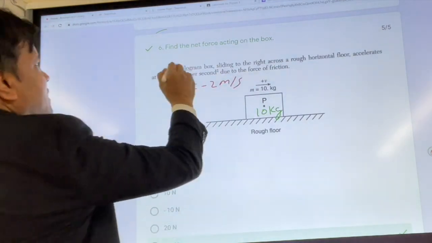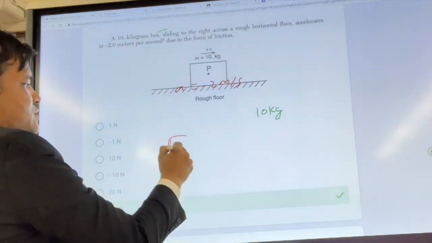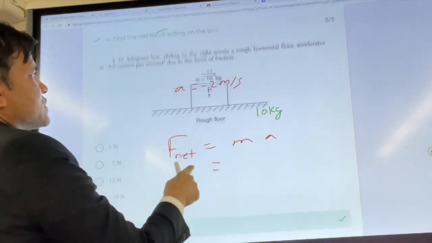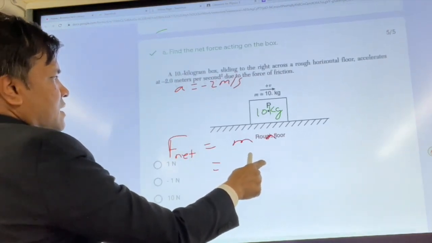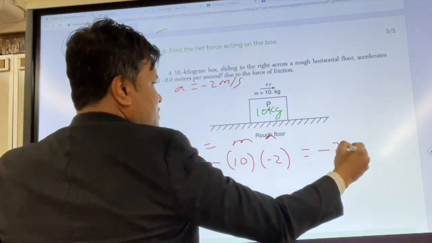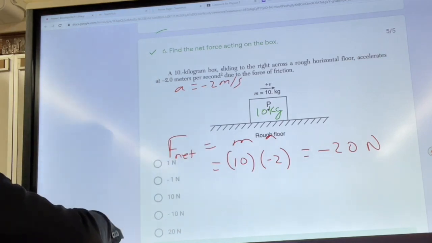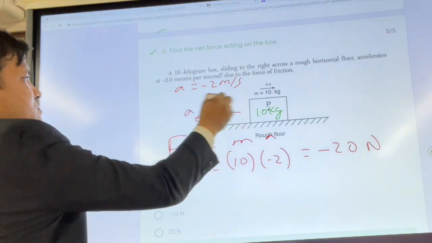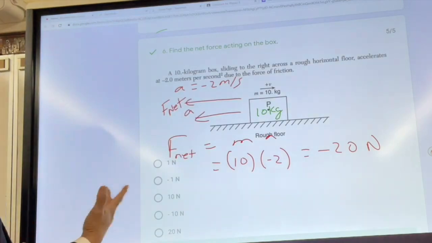What do we need to find? Find the net force. We know F net is ma. So m is 10 kilogram, and 10 times a, which is -2, gives -20 Newton. So net force is in the direction of the acceleration. Acceleration is in this direction, so net force is also in this direction. This is problem number 6.